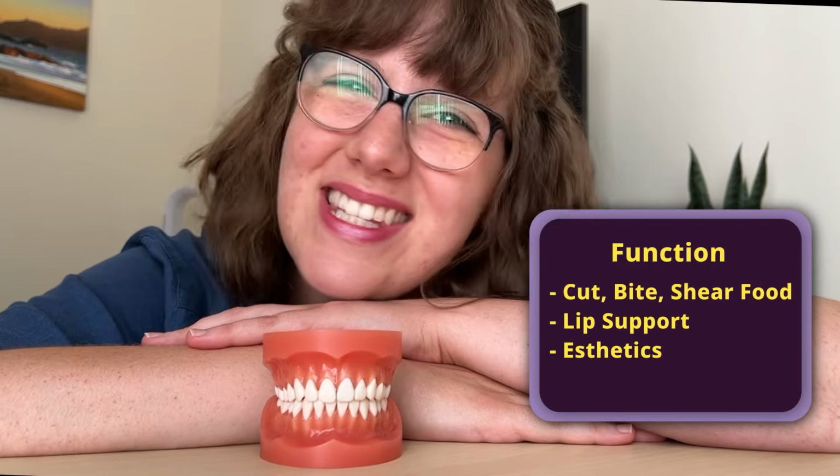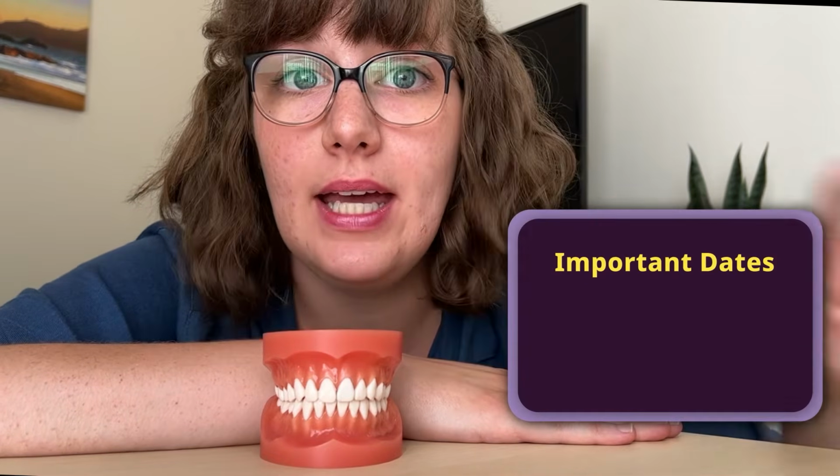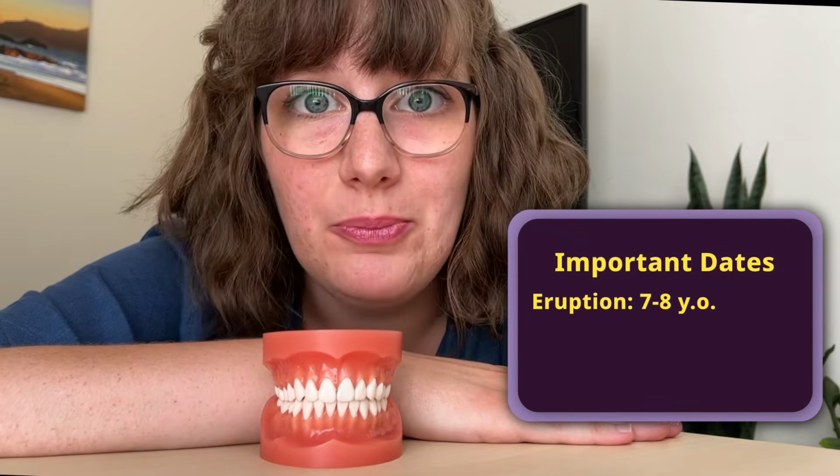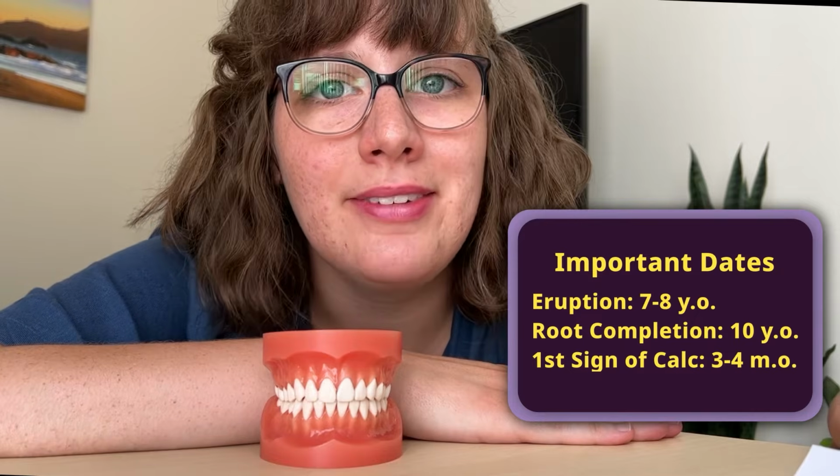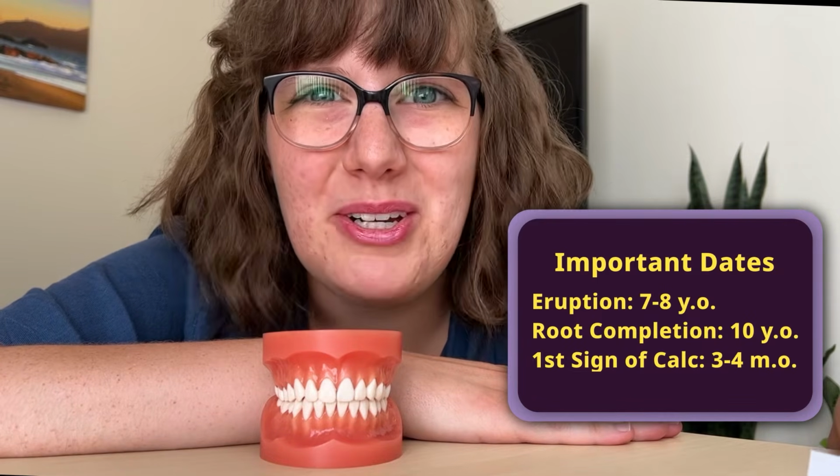The function of this tooth is the same as all incisors: to cut, bite, and shear food, support the lips, help with aesthetics, and help with speech. The maxillary central incisor erupts at ages 7 to 8 years old, and the root completes 3 years later at 10 years old. The initial sign of calcification is at 3 to 4 months.